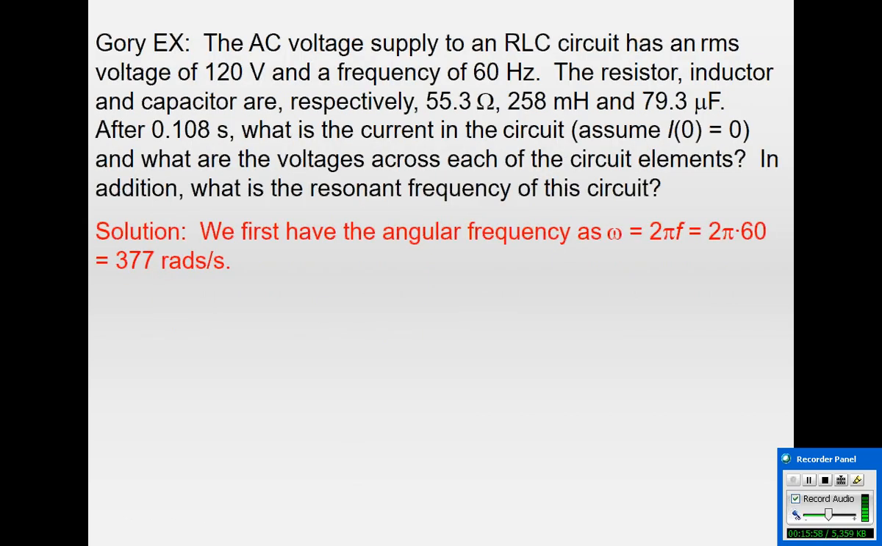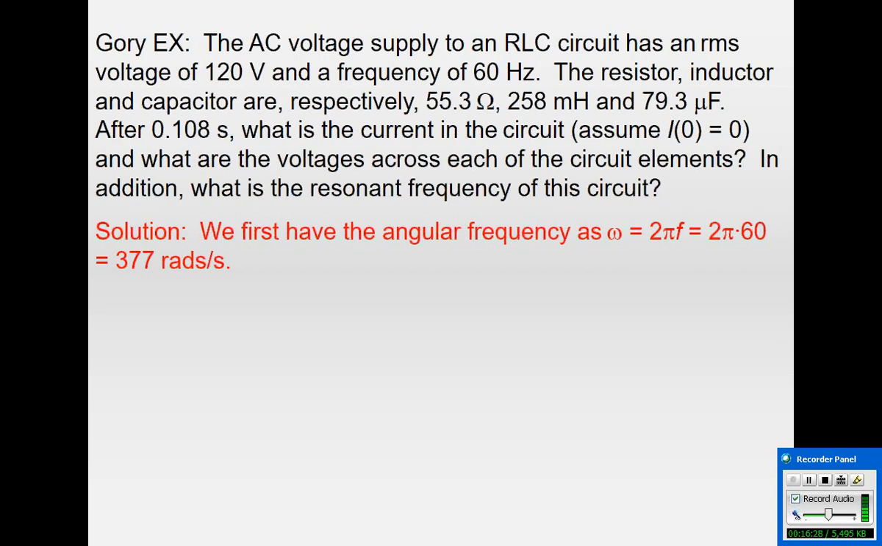Let's take a look at a somewhat painful example. So we have an AC voltage source and an RLC series circuit. We're told that the RMS voltage of the source is 120 volts and it's at a frequency of 60 hertz. So these are very standard quantities for the United States. We're given values for the resistance, inductance, and capacitance: 55.3 ohms, 258 millihenries, 79.3 microfarads.